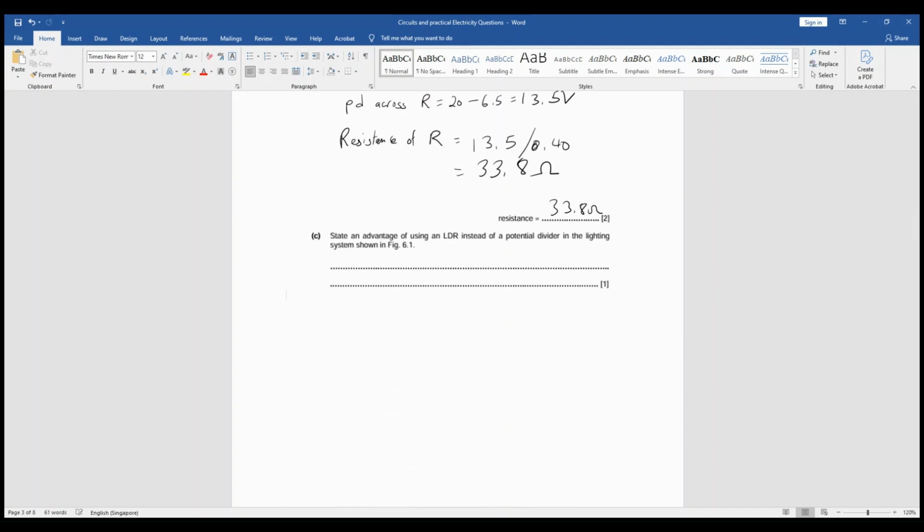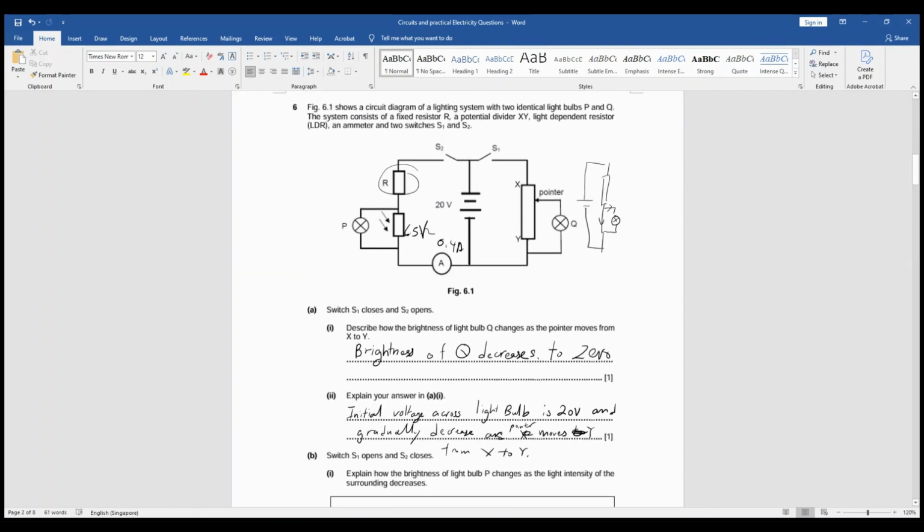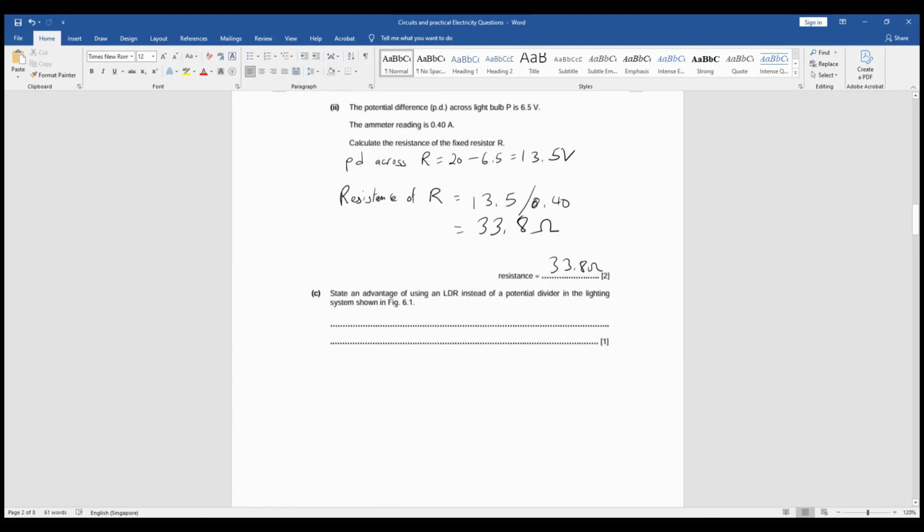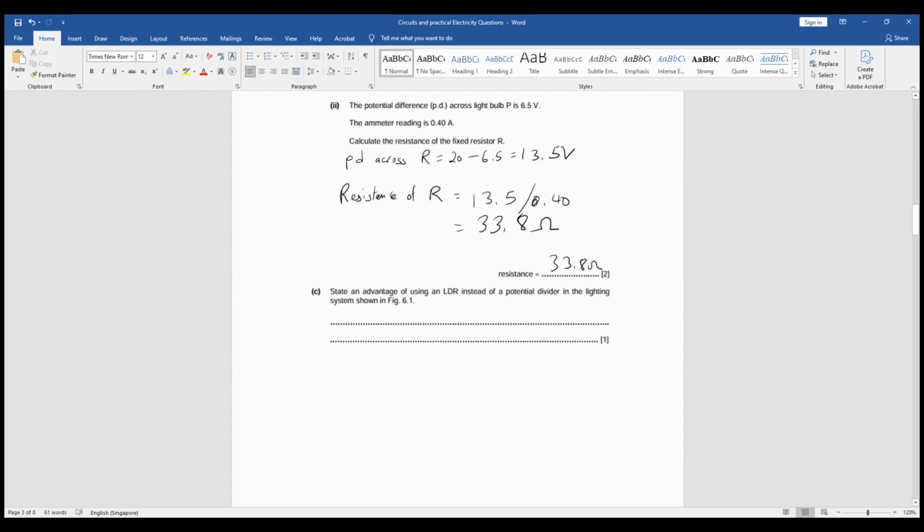Is there an advantage of using LDR instead of potential divider in the lighting system? LDR, you know, if it's a potential divider, someone has to manually do it. You need to shift the pointer, but this is automatic. When it's dark, then the lamp will light up. Okay, I think that's the advantage.